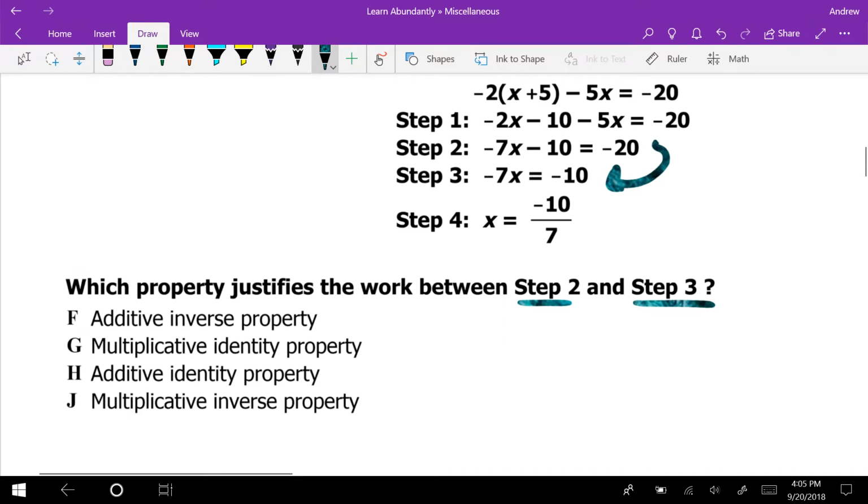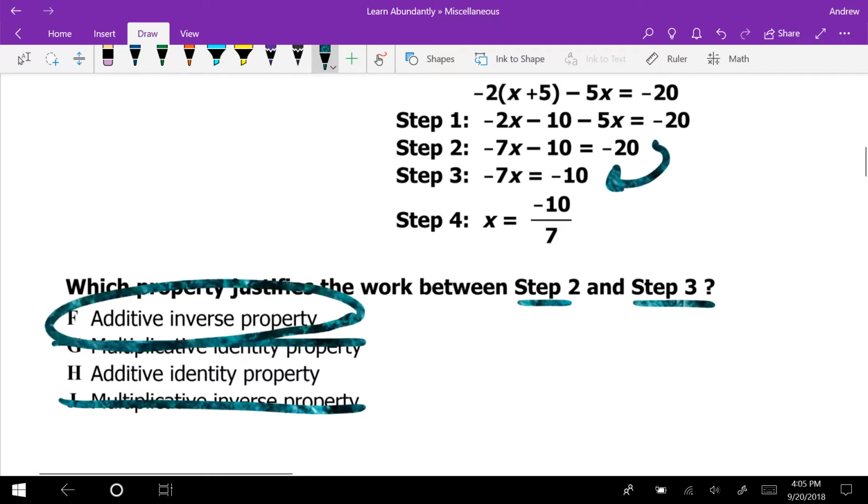What a lot of people miss on this one is they look at it and they're like, oh, it just moved the negative 10 to the other side, right? But that's not what happened. They actually added 10 to both sides. Is it the additive identity or additive inverse? Inverse. It's additive inverse. What would the additive identity mean? When you add 0, because the identity means we didn't really change anything. It stayed who it was. And so if we add 0, that would be the identity.